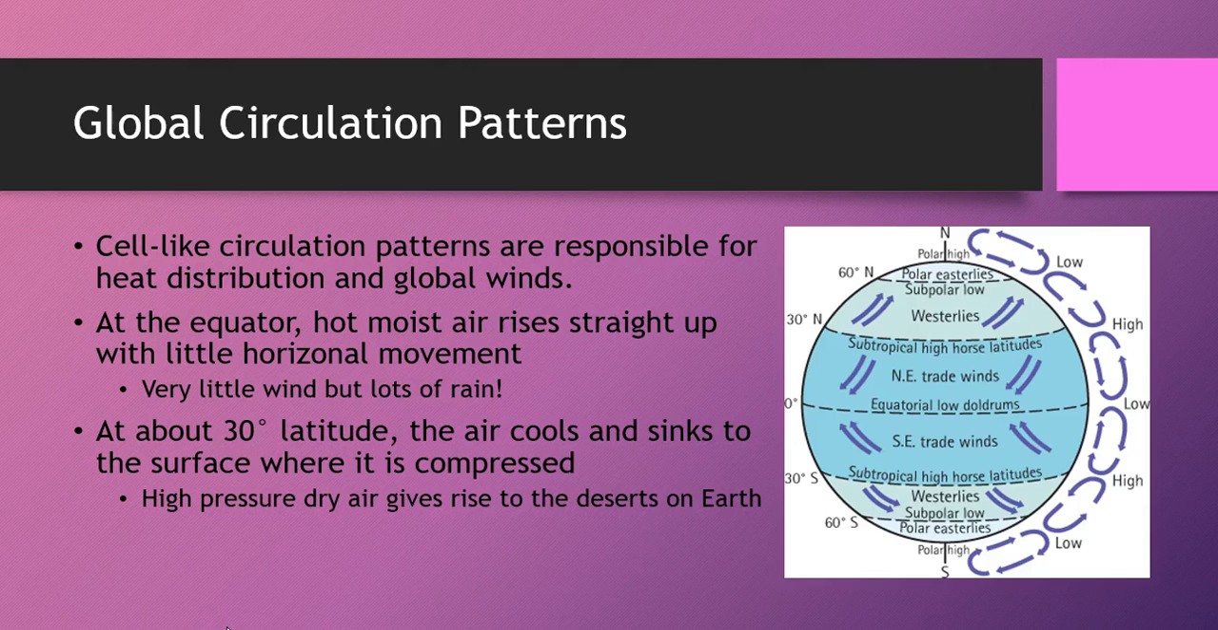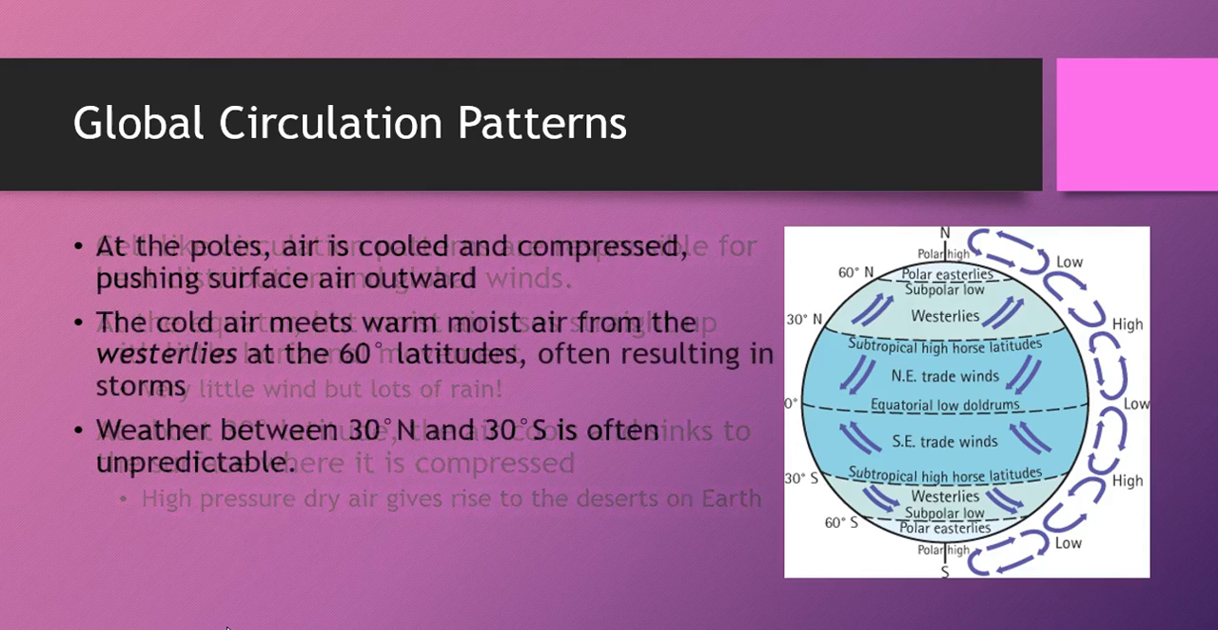At about 30 degrees latitude, the air cools and it sinks, and it becomes compressed. Here you have a region of high pressure where the air is pushing down, and this dry air gives rise to the deserts that we find on the Earth. At the poles, the air is cooled, and it's compressed there as well. However, the high pressure at the pole pushes the air outwards towards the equator.